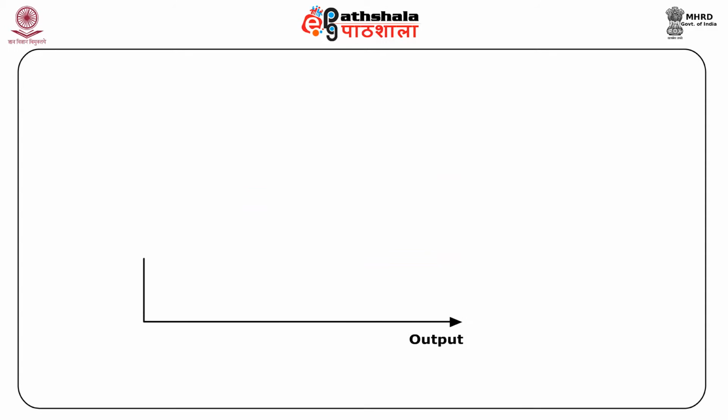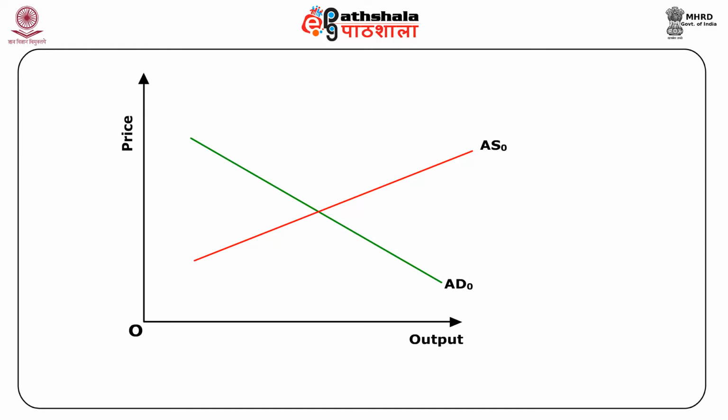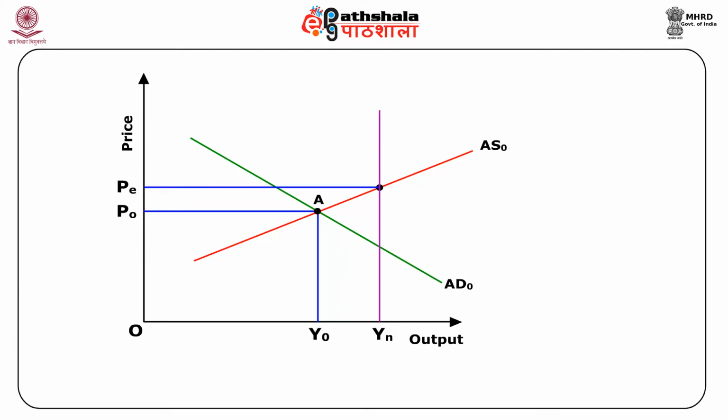Let us now look at the price adjustments in the AD-AS framework. Suppose the AD curve is AD0 and the AS curve is given by AS0, and the short run equilibrium output is Y0, which is less than Yn. In the diagram, clearly the actual price level P0 is less than the expected price level PE. Now, this would induce a downward revision in workers' price expectations.